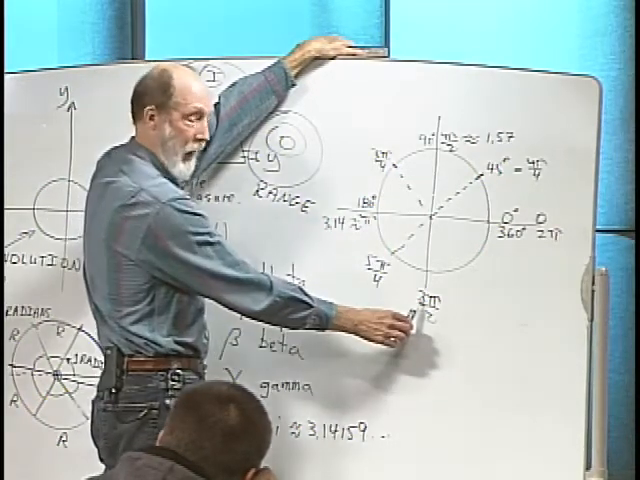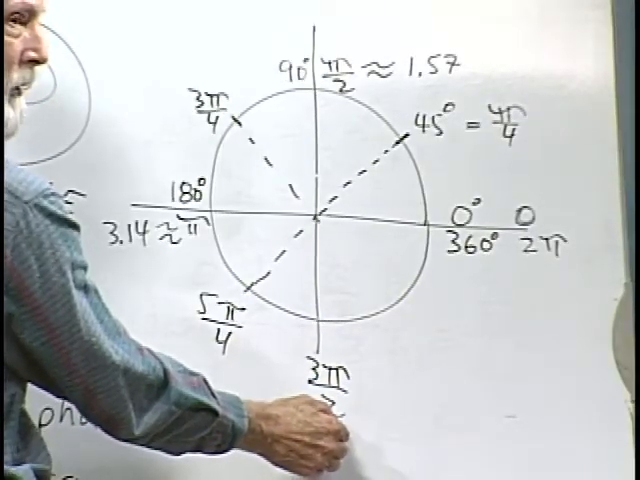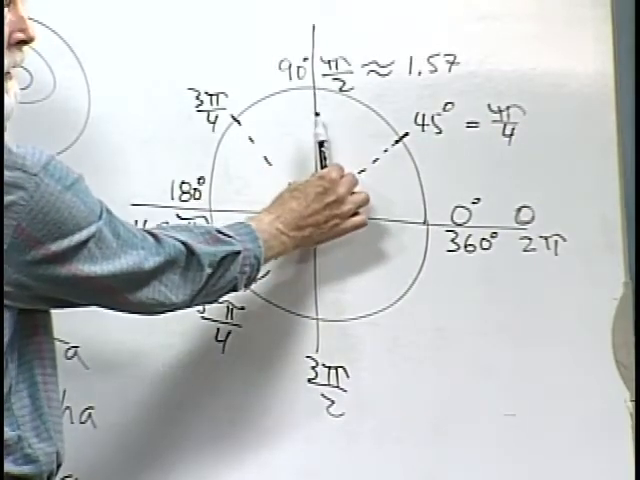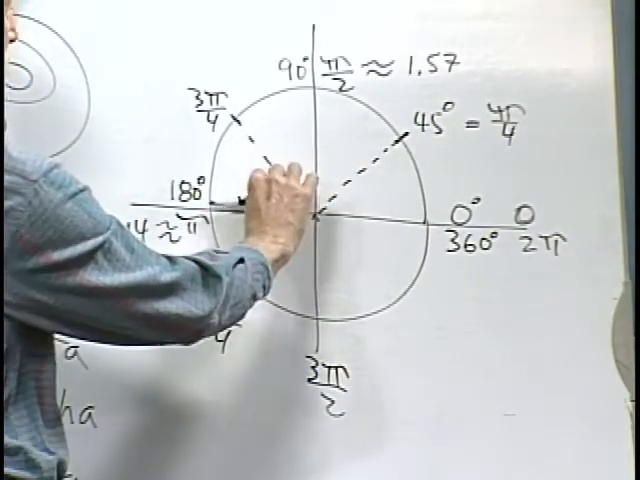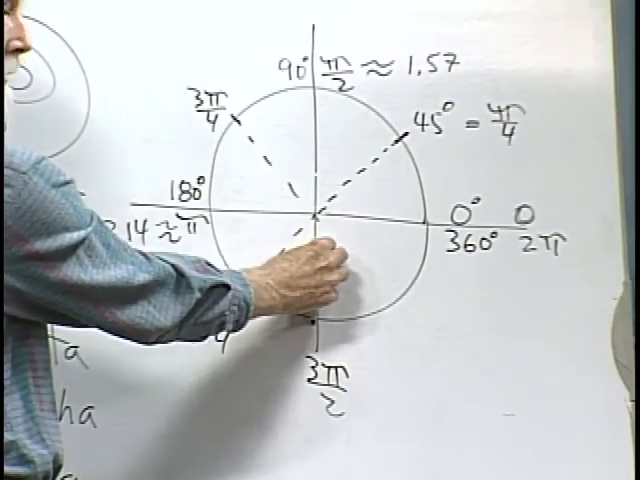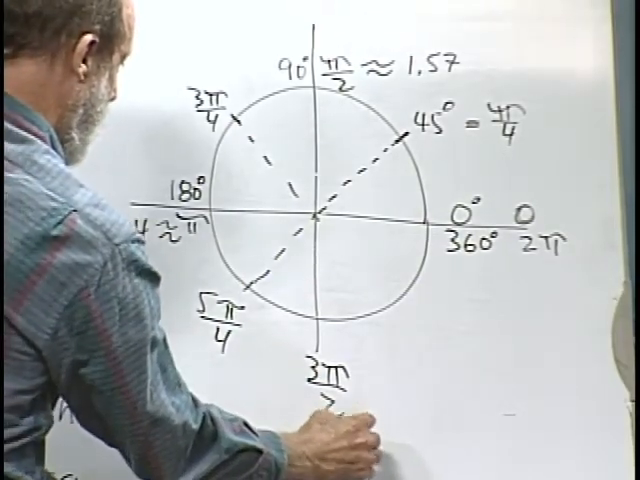Another way of thinking of that is look at this. It's 3 times pi over 2. Watch. Pi over 2 is here, right? 1 pi over 2, 2 pi over 2, 3 pi over 2. Got it? Equivalent to 270 degrees.